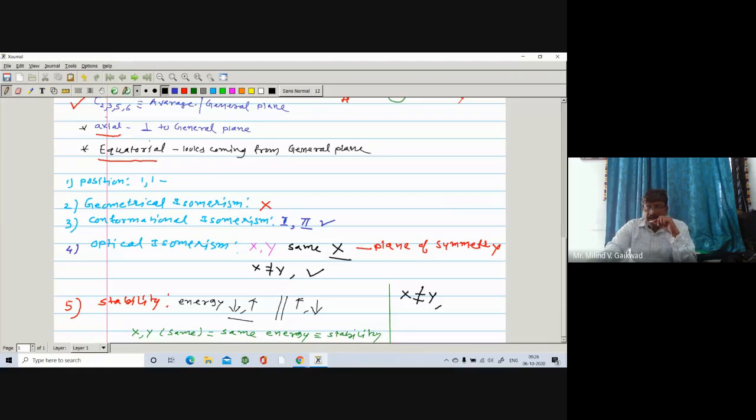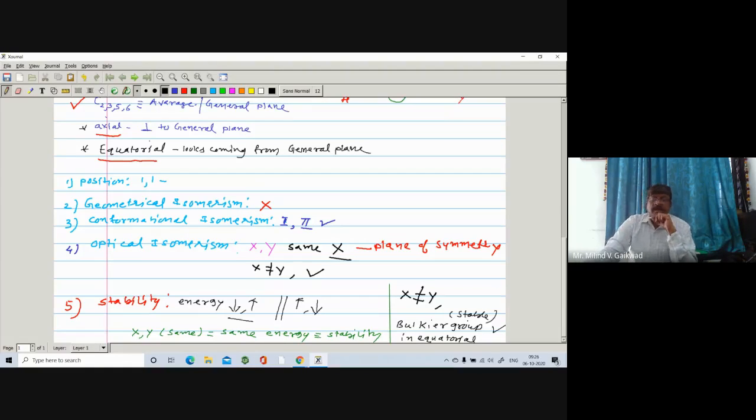So if a bulky group is in the equatorial position, it is found to be more stable. So we can say that a bulkier group in the equatorial position is found to be more stable.